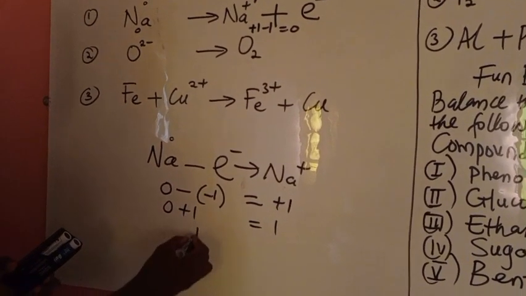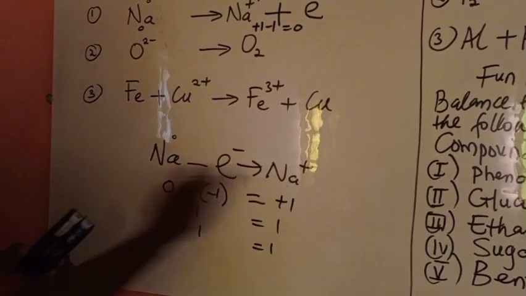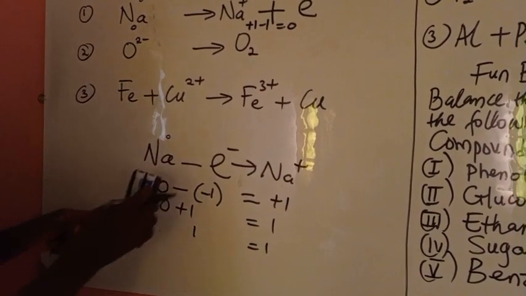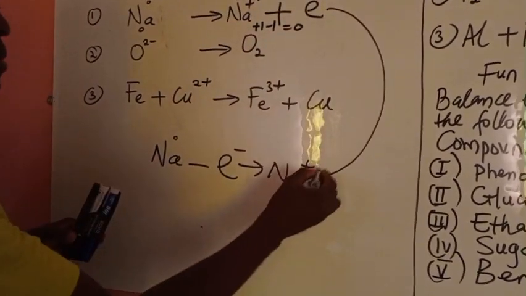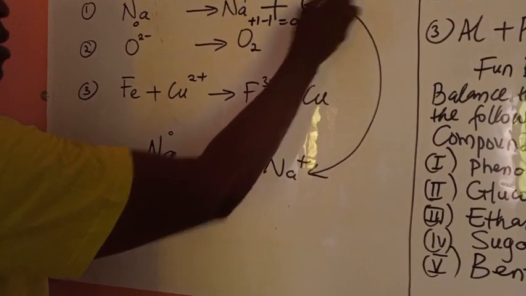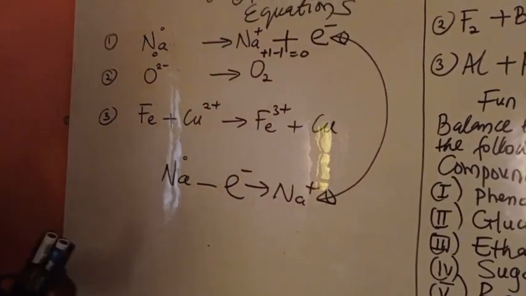So 0 plus 1 is 1, E is also 1. So the charge is balanced. So take note, it can be like this or like this. It's the same thing. So watch out for that, maybe in an exam or whatever. Okay? Thank you. So we'll go to the second one.